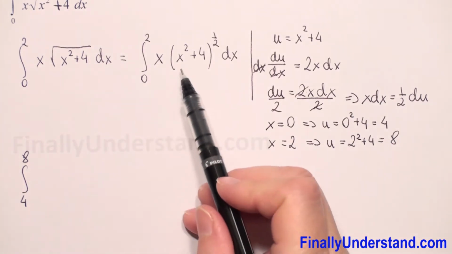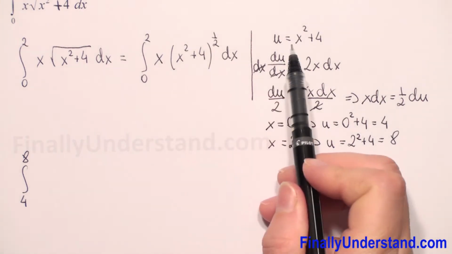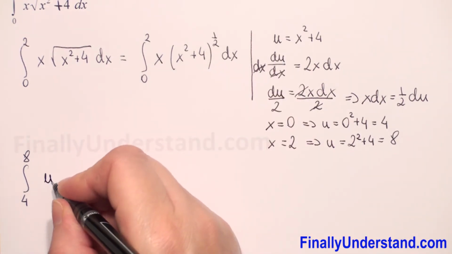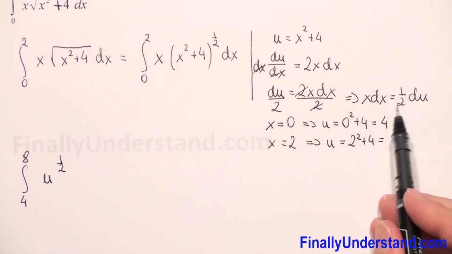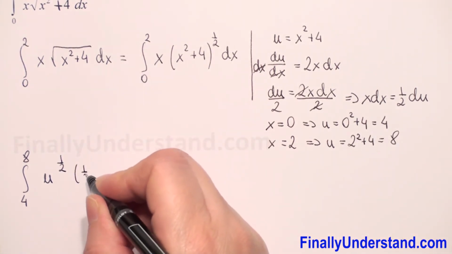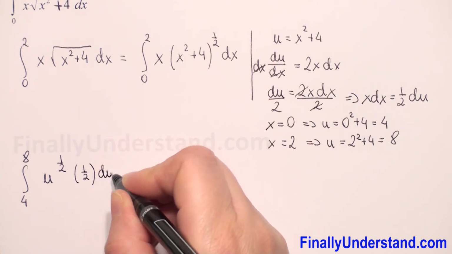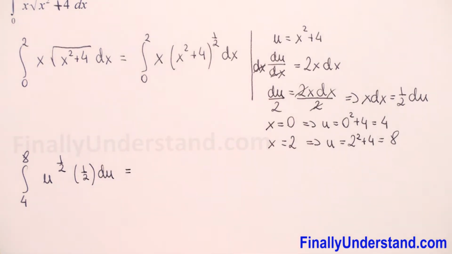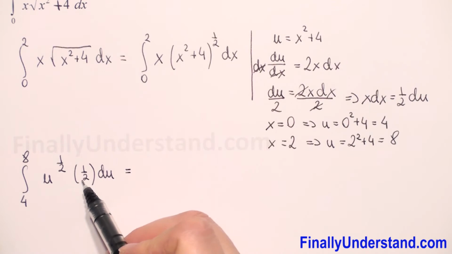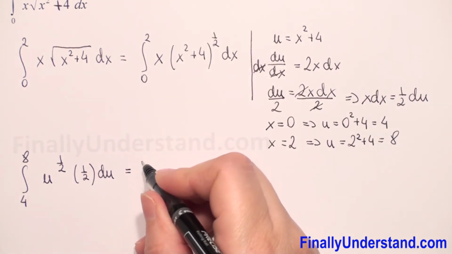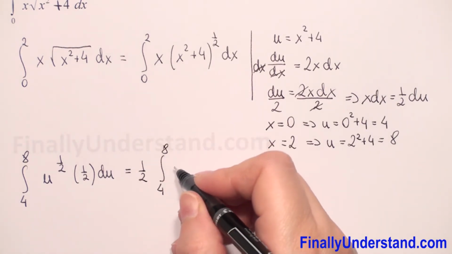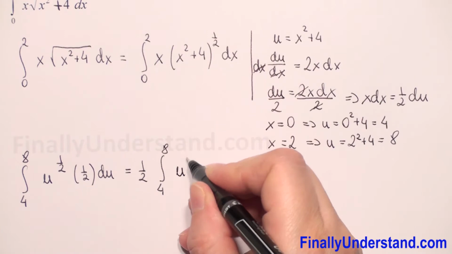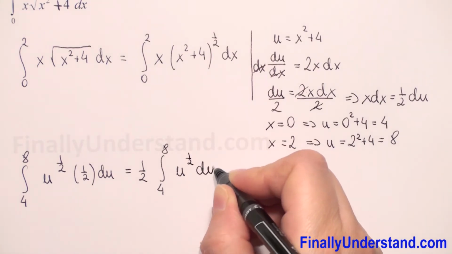And we have first x squared plus 4 is u. So we have u to power 1/2, and next x dx we have to substitute by 1/2. I will put in parentheses du. This is equal. We have multiplication constant, so we can take this constant before integral symbol. So it will be 1/2 integral from 4 to 8 of u to power 1/2 du.